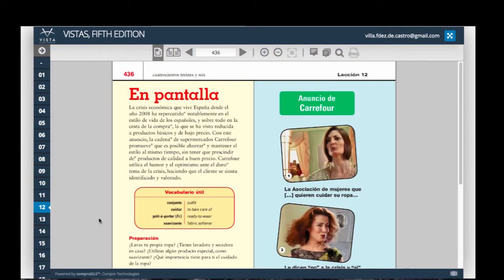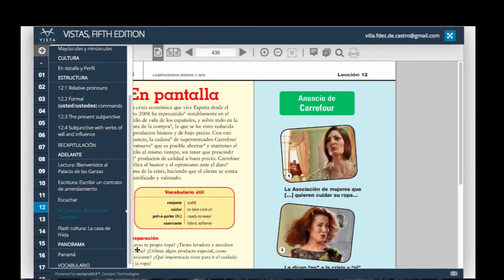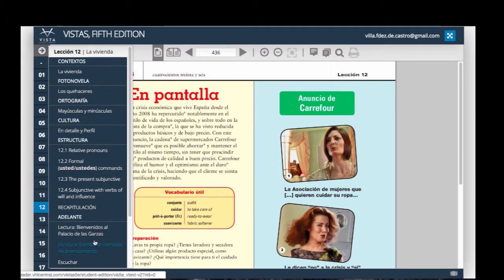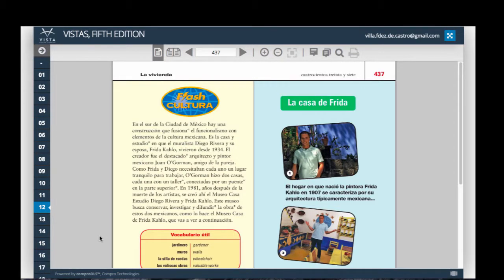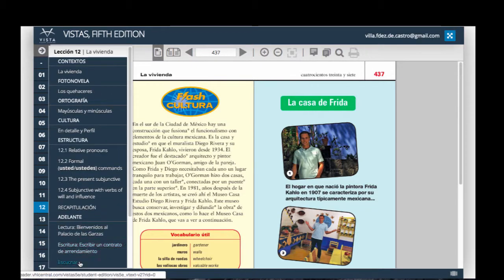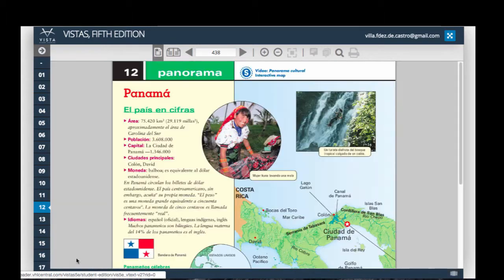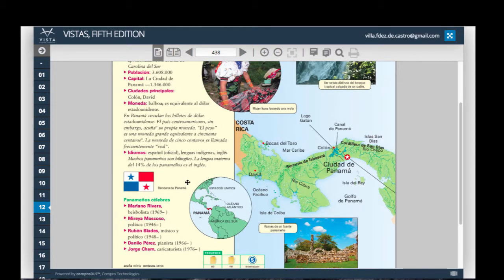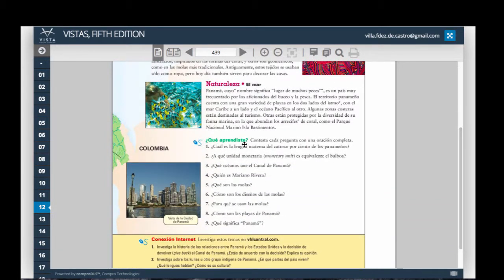En pantalla you have a commercial, and then el flash cultura es la casa de Frida, que es la casa azul, y panorama, no puedo. It's being rebellious today. The book is being rebellious. Okay, the panorama is about Panama. Panama is right there.